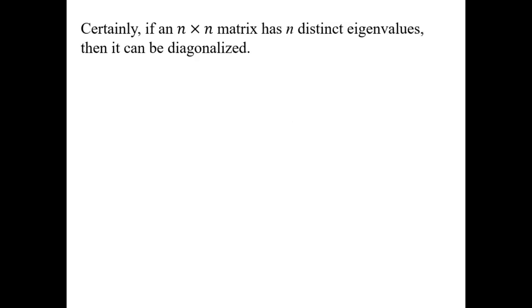Okay, so if an n by n matrix has n distinct eigenvalues, then it can be diagonalized. If you've got n distinct eigenvalues, each one of them will produce one eigenvector. And so that means you've got enough eigenvectors to create that matrix P.